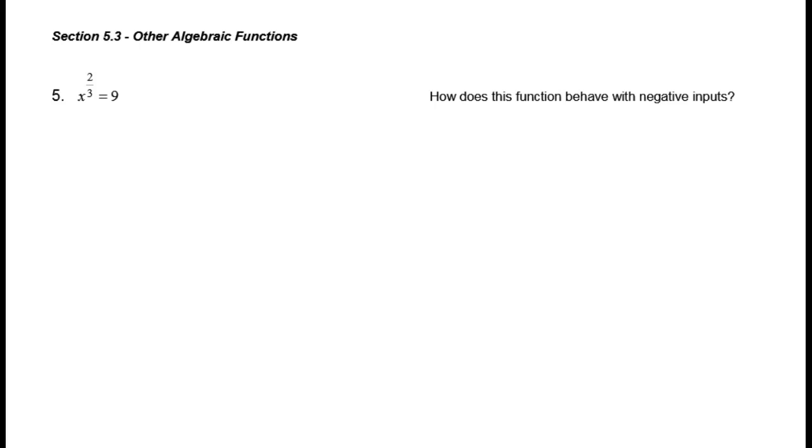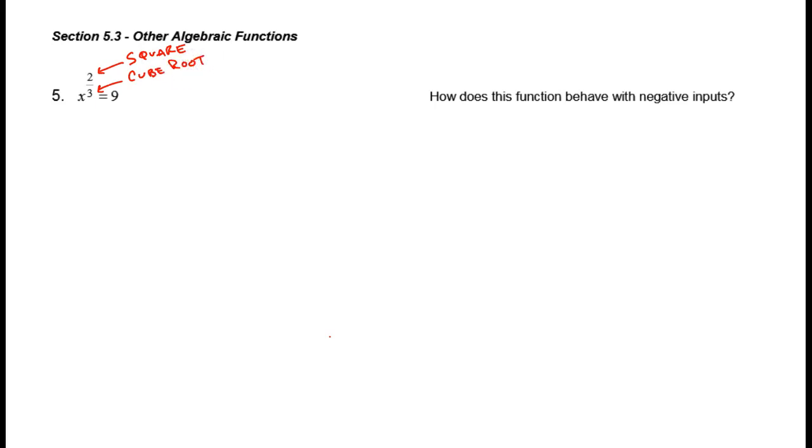Okay, so how does this function behave with negative inputs? Well, I have x as my input, and then I'm raising it to the 2/3 power. Remember, this is a rational exponent, so each of these pieces does something different. The 2 in the numerator there, that's a squaring. So we're squaring the input. The 3 in the denominator means we're taking the cube root.